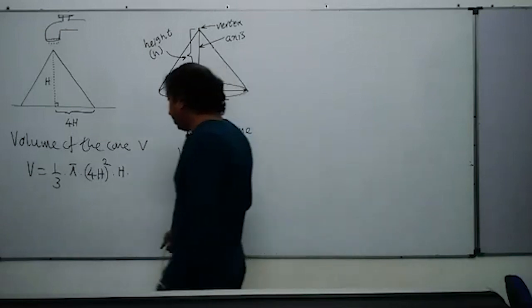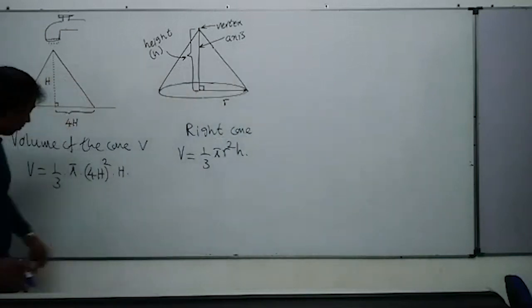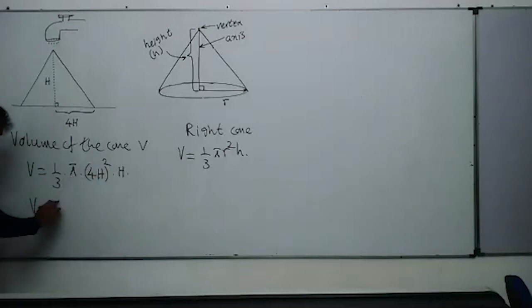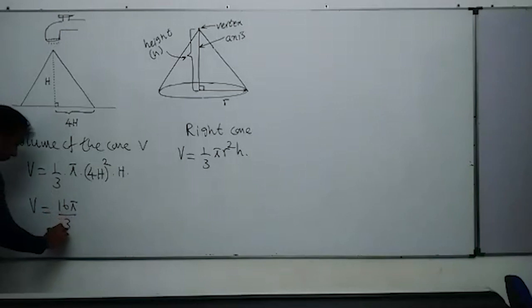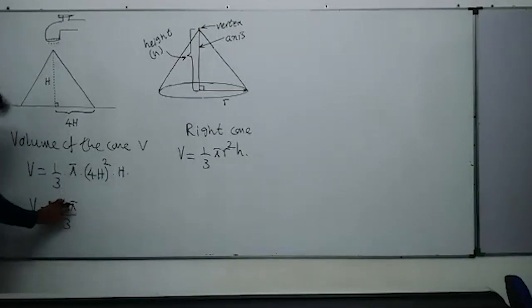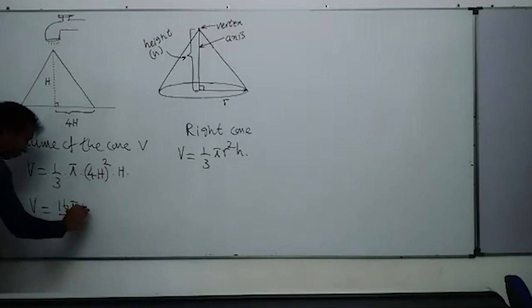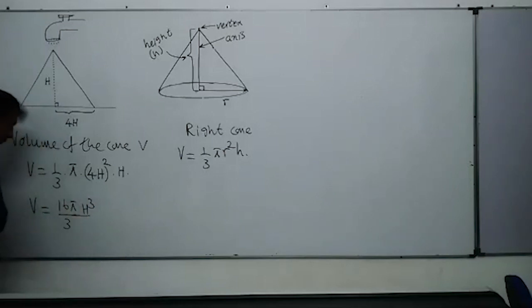And then we can simplify this. What do you get? V equals 4 squared is 16, pi divided by 3. 4 squared is, people, 16 pi divided by 3. Here we get h squared and here h cubed coming. This is the volume.